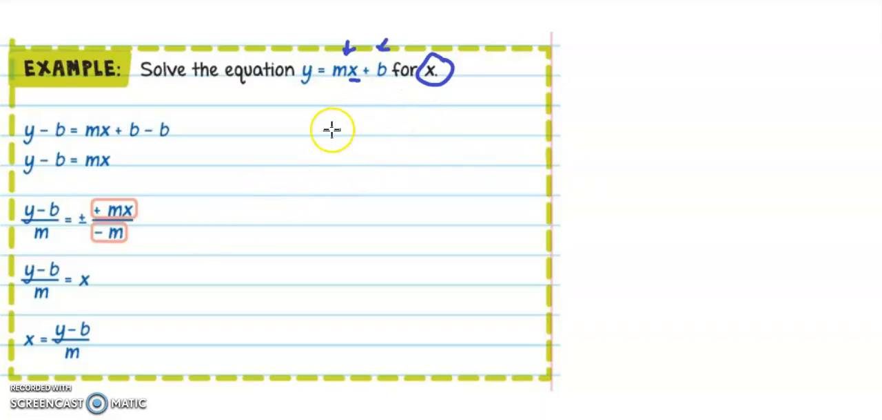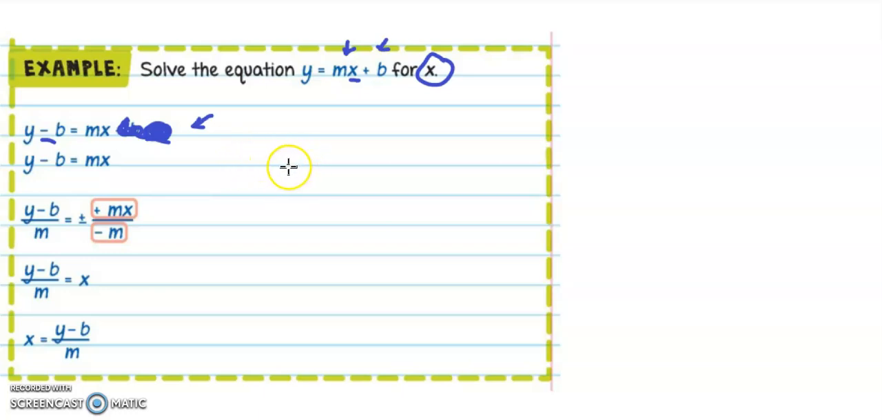So what do we do? Well, they have the steps pretty well laid out right over here. I have to subtract b from both sides of this equation. These cancel out, a positive b and a negative b, and I can't subtract b from y. They're not like terms. So it just stays as y minus b equals m times x. I've eliminated my addition and subtraction operations.